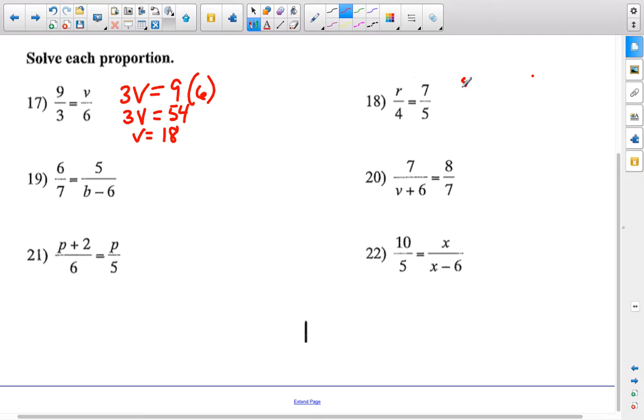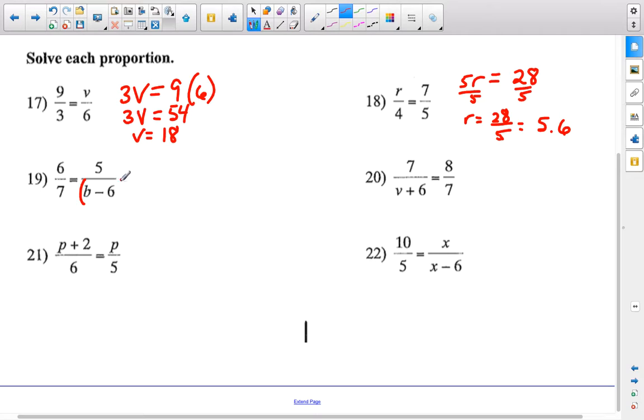R times 5 is written as 5r, a number before the letter, equals 4 times 7, which is 28. Divide both sides by 5, and r will equal 28 fifths. You could go ahead and put that in your calculator, and it's going to be 5.6.